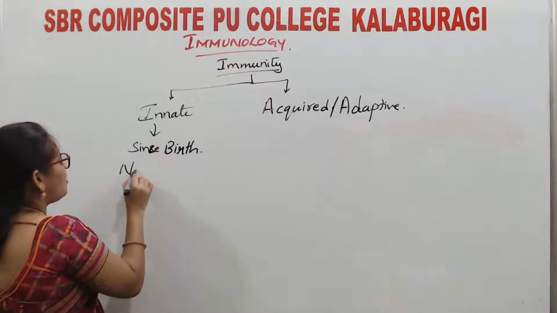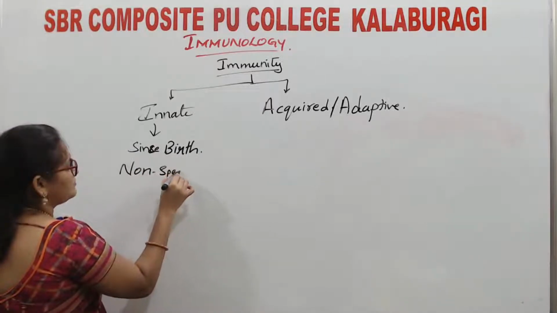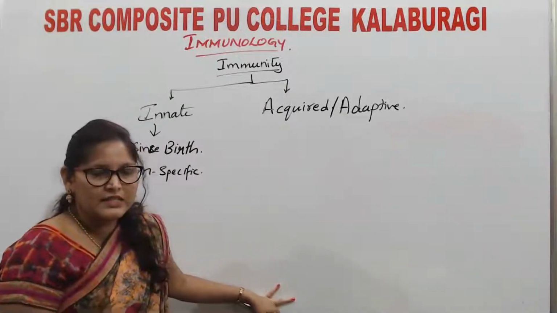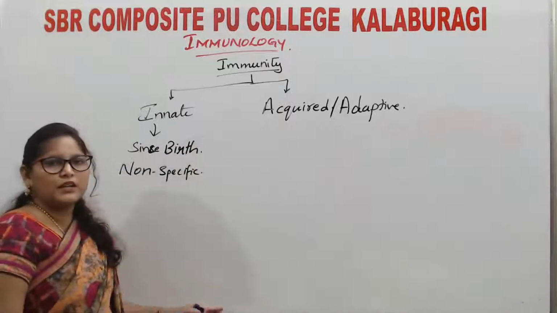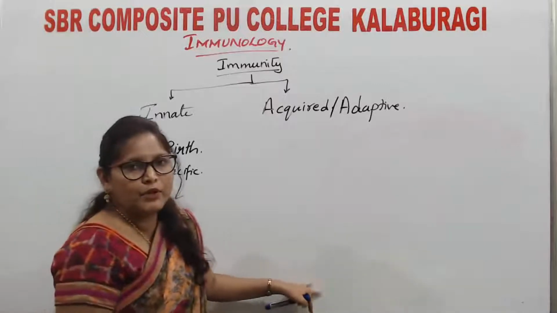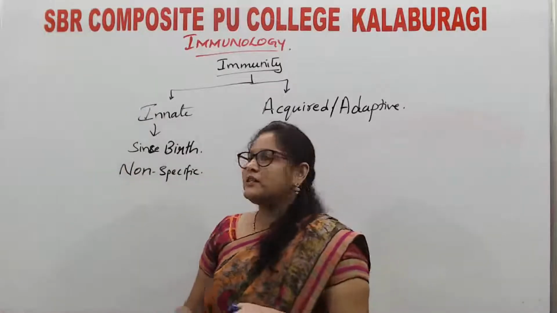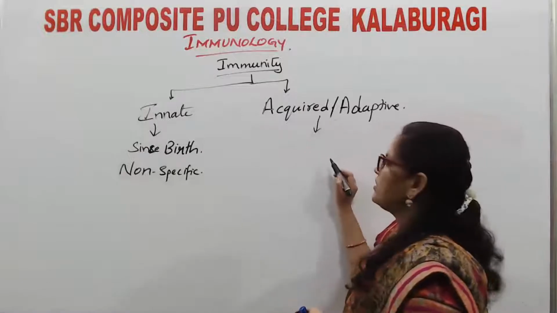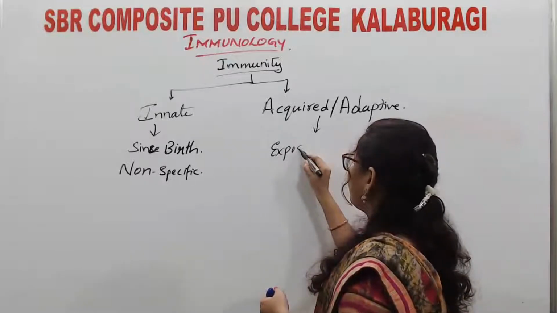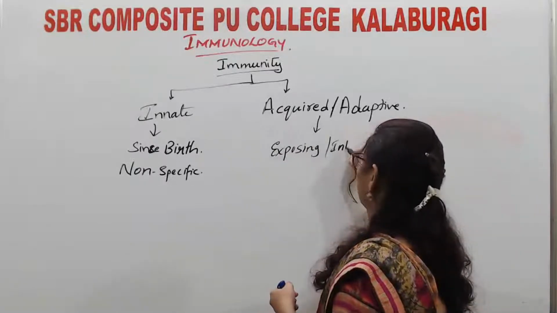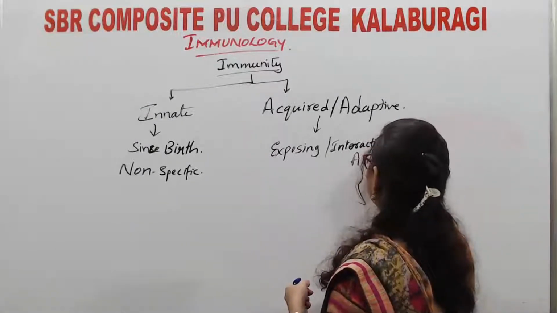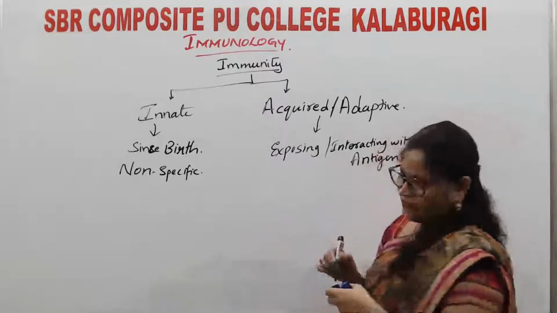Okay, which is non-specific. That means what comes under non-specific? First line of defense and second line of defense, it comes under non-specific and innate immunity. Whereas acquired or adaptive immunity, which includes third line of defense, that means after exposure to the pathogen, the immunity acquired by a person after exposing or after interacting with antigen or a pathogen. Is that clear?